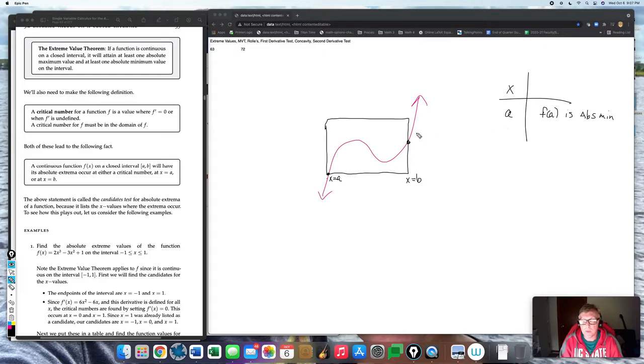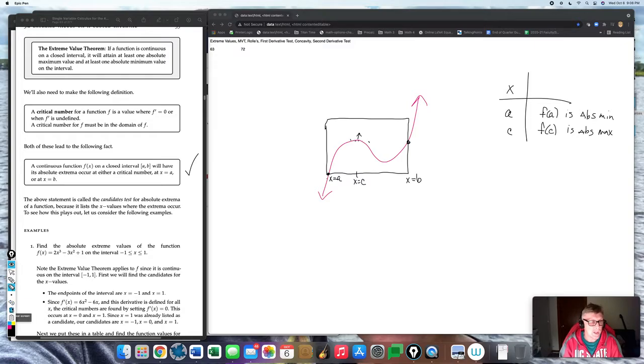But the extreme value might not happen at the endpoint. It might be that at a critical number right here, this is actually higher than this, right? So we could have a critical number where the y value of that critical point is the absolute maximum on the closed interval. So the candidates for absolute extrema, for the extreme values, are either at the endpoints or at the critical numbers. And that is what we're talking about here. Okay.